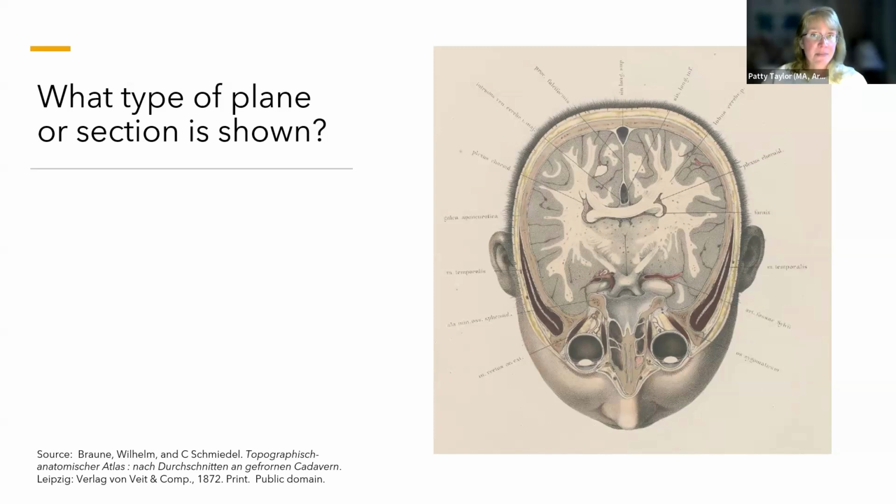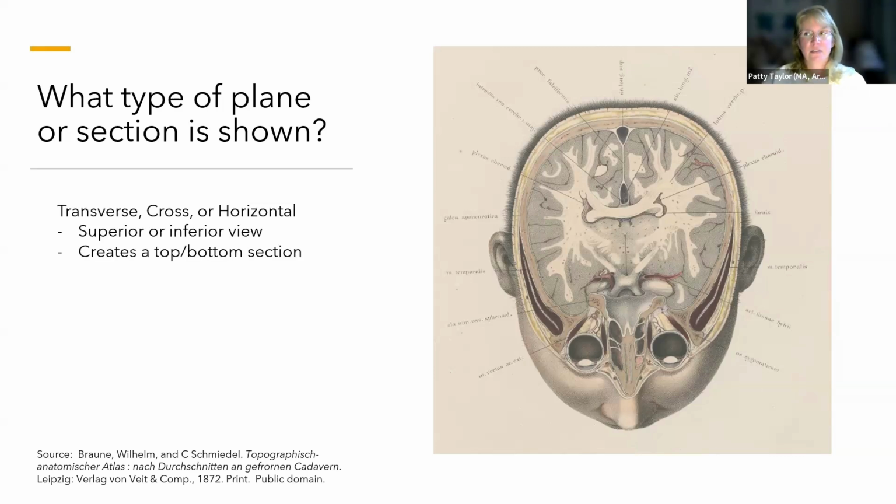Well, I hope you're getting the hang of these by now. Once again, you're looking perhaps inferiorly down into the brain from a superior viewpoint. So if you can think of it that way, you're looking at top versus bottom. Those are the kinds of keywords you want to keep in mind because that will help you pick this one out as a transverse, cross, or horizontal plane.